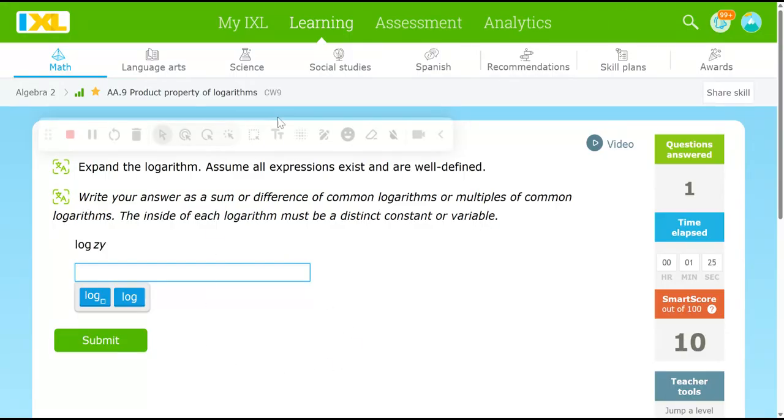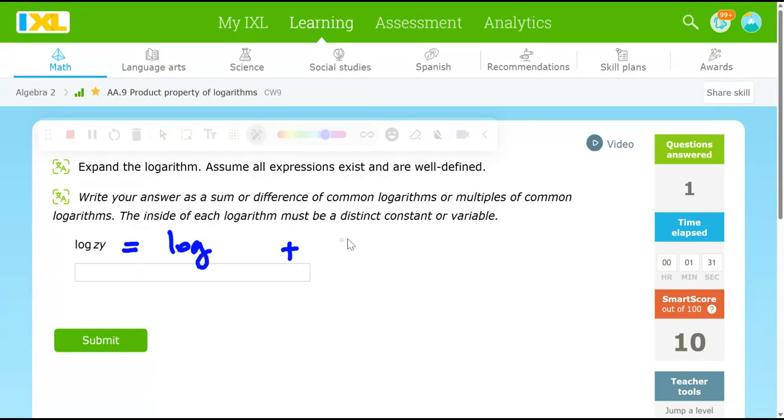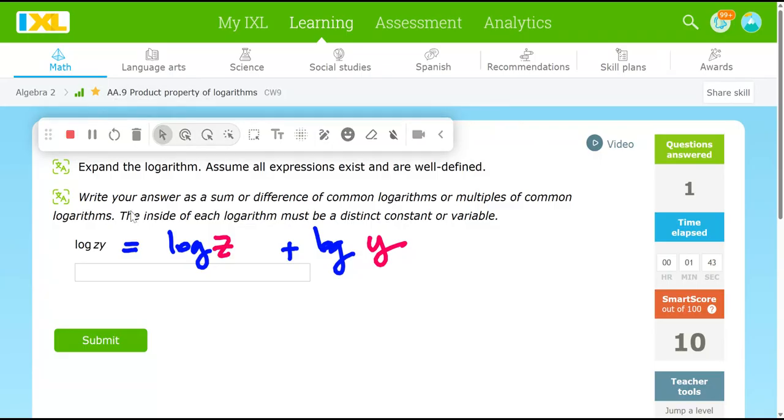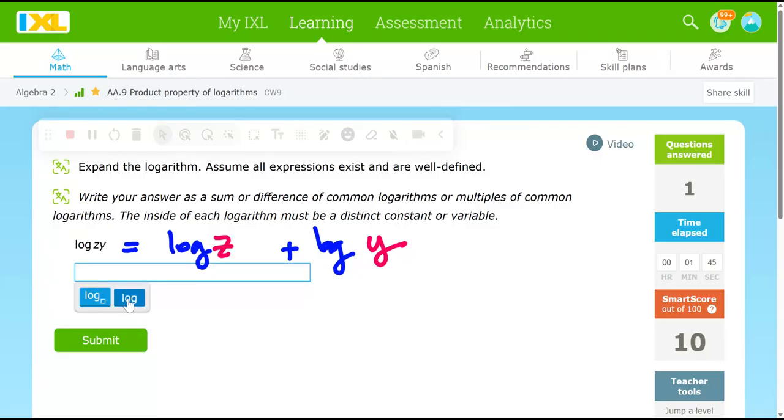So here we go again. This is multiplied, so I break it into two separate blocks. Base 10, hidden base 10. So I can put the z in the front and the y in the back. That's it, done. So I put it in: log base 10 of z plus log base 10 of y. Done. Voila.